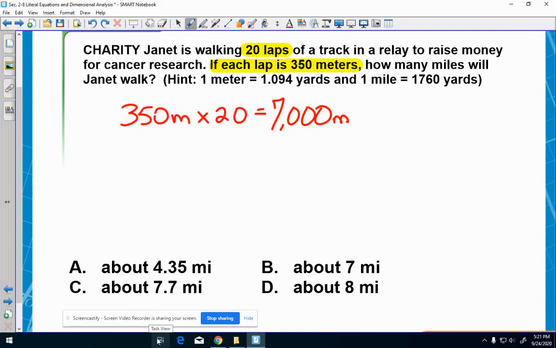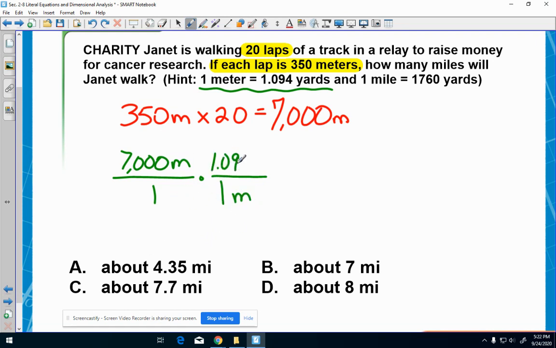Now, just like in the last problem, I'm ready to use some of these conversions. So I'm going to start with this conversion right here because I'm currently in meters and I'd like to get to yards. So 7,000 meters multiplied. Remember, if you want to remove the meter, numerator and denominator, so you can cancel that, is the same as 1.094 yards. Okay, so let's get an answer to that. If we multiply those together, we find out that is 7,658 yards that she walked.